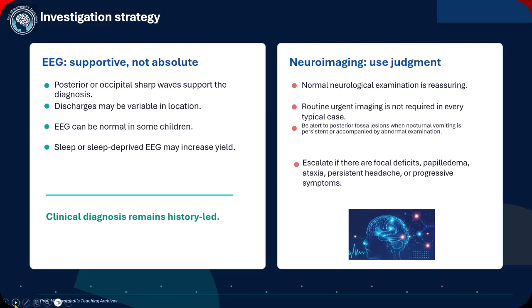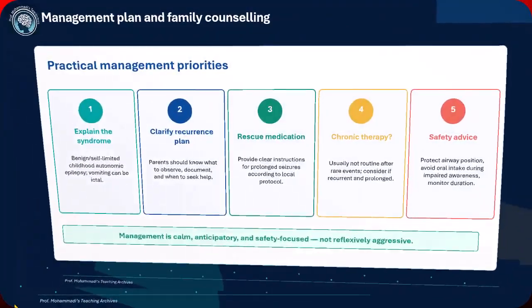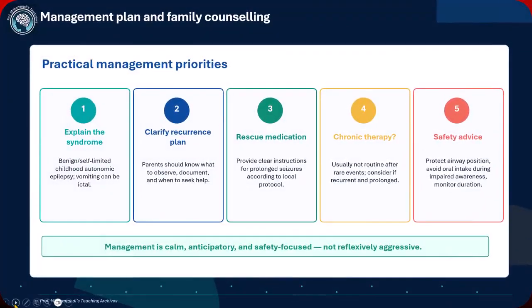At the same time, clinicians must remain alert to red flags. Persistent or progressive nocturnal vomiting, focal neurological deficits, papilledema, ataxia, persistent headache, or a deteriorating clinical course should increase concern for a structural lesion and prompt further evaluation. Next slide, please. Management should be calm, anticipatory, and family-centered.